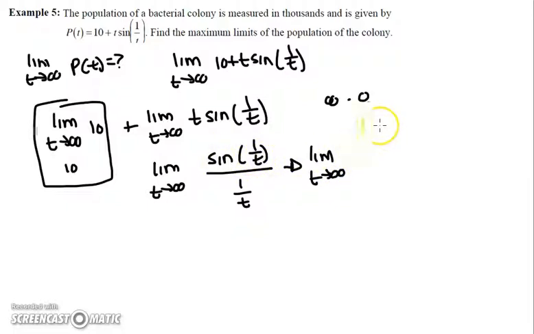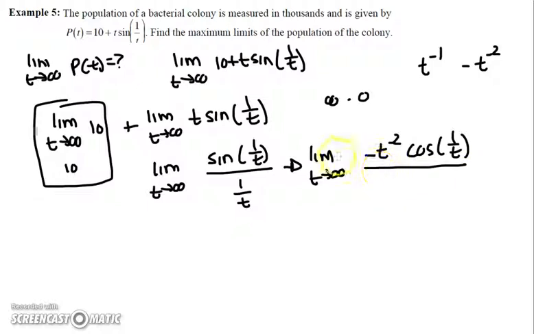So the derivative of, if we think about 1 over t as t to the negative 1, of sine of 1 over t is going to be the derivative of this, which is going to be negative t to the negative second, cosine of 1 over t. Derivative of the bottom, well, 1 over t is the same thing over here, so we can think of that as negative t to the negative second.